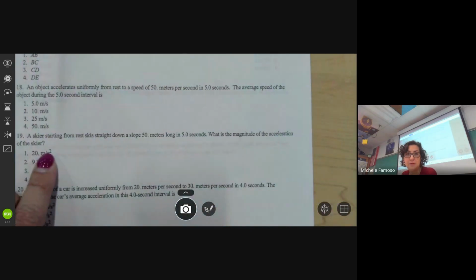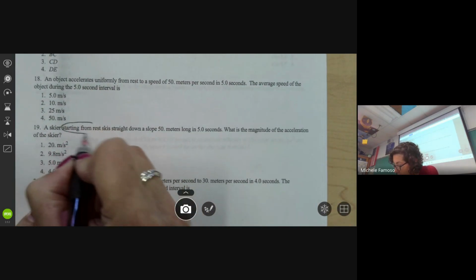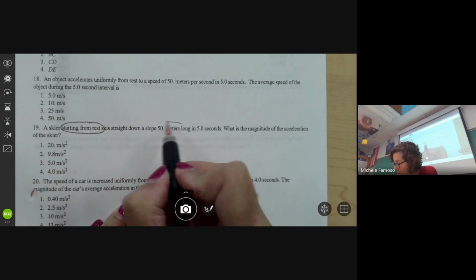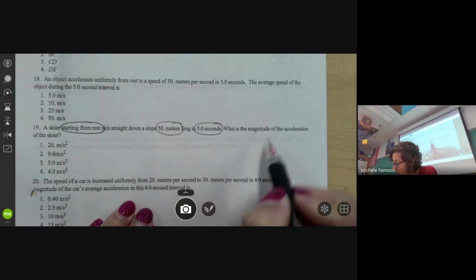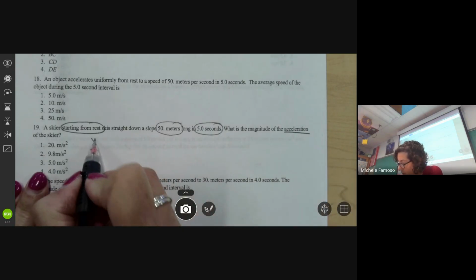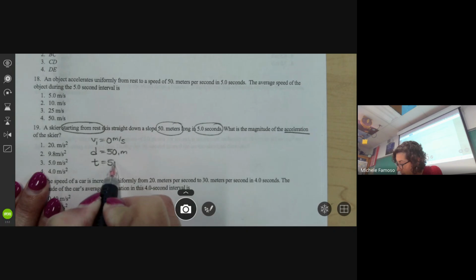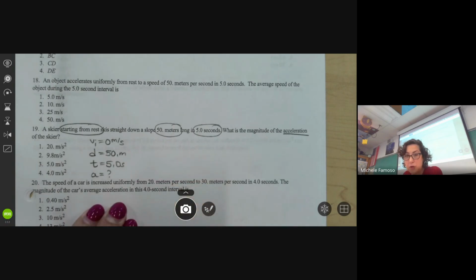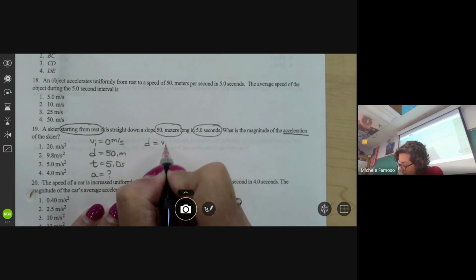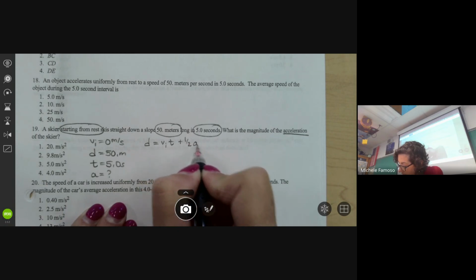19 says that we have a skier who starts from rest, skiing straight down a slope, which is 50 meters long in 5.0 seconds. What's the acceleration? So my VI is 0 meters per second. The D is 50 meters. The T is 5.0 seconds. I'm looking for A. The best equation with those variables is D is VIT plus half AT squared.